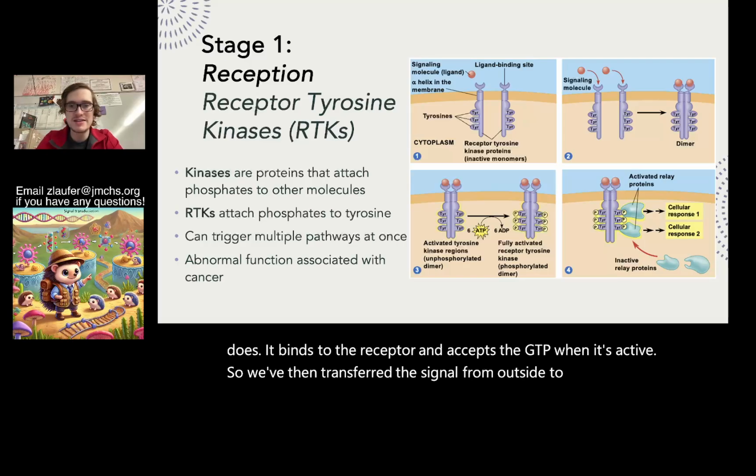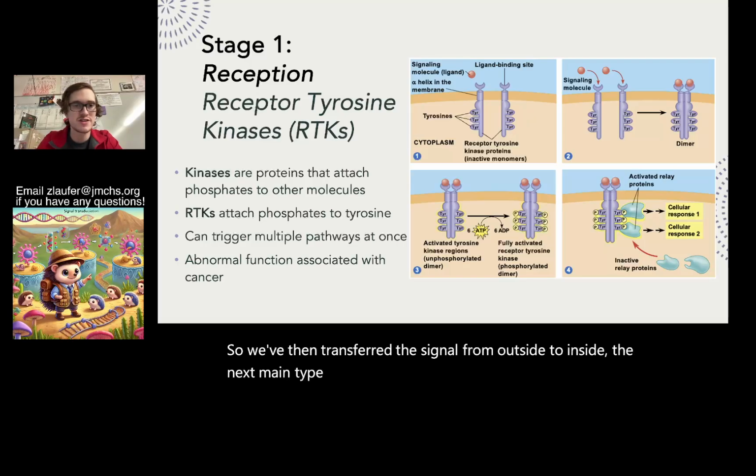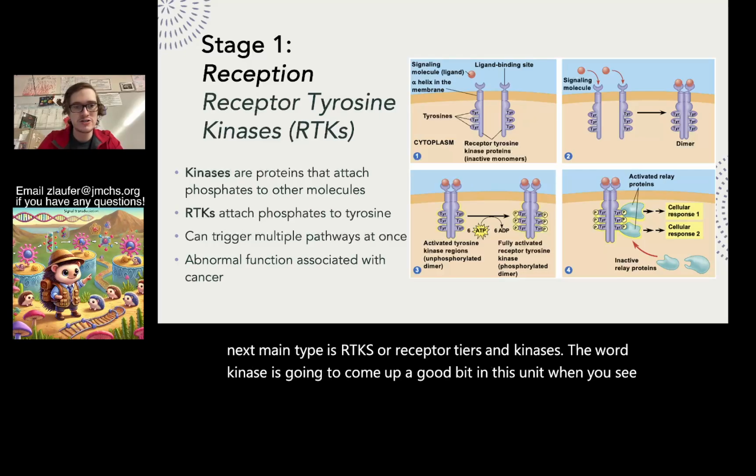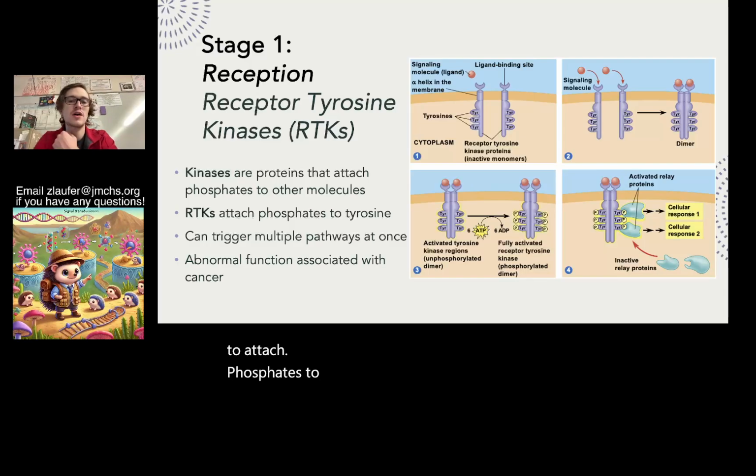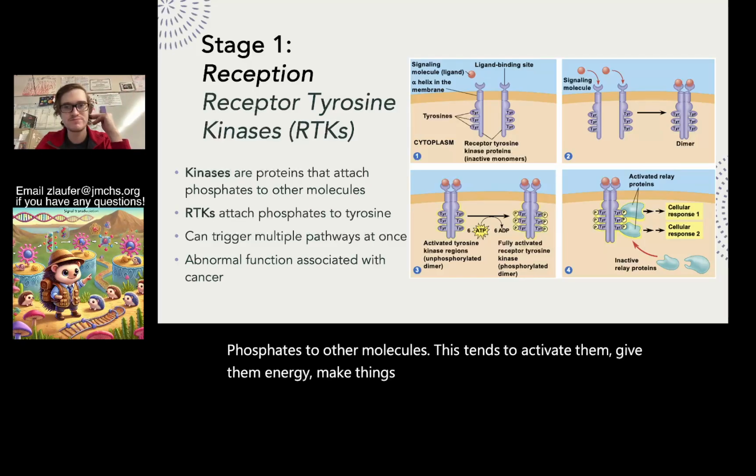The next main type is RTKs, or receptor tyrosine kinases. The word kinase is going to come up a good bit in this unit. When you see it, know that it just means a type of protein that is going to attach phosphates to other molecules. This tends to activate them, give them energy, make things happen. Same idea though, ligand binds to the receptor.